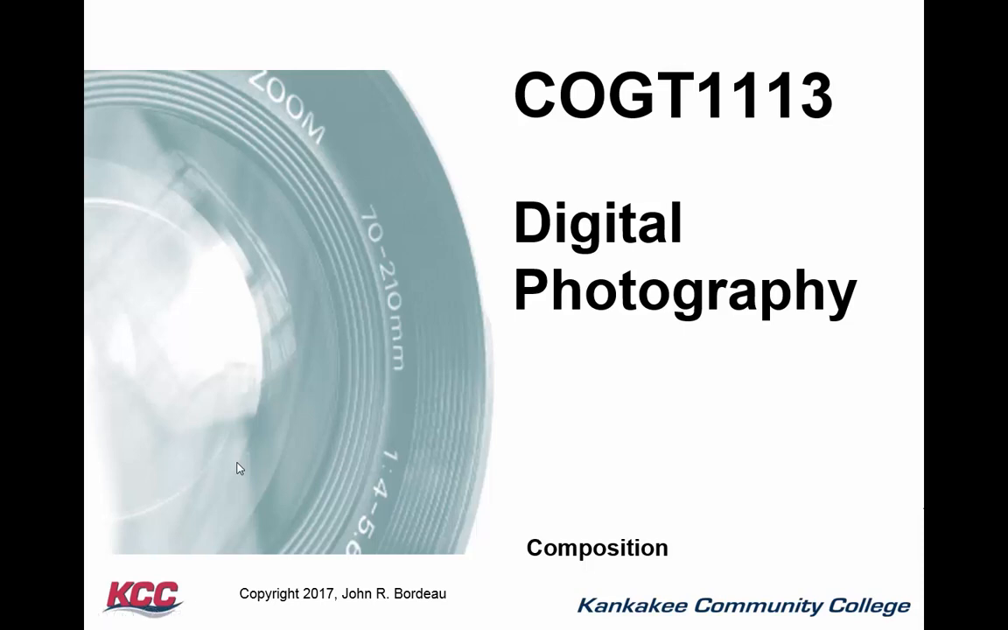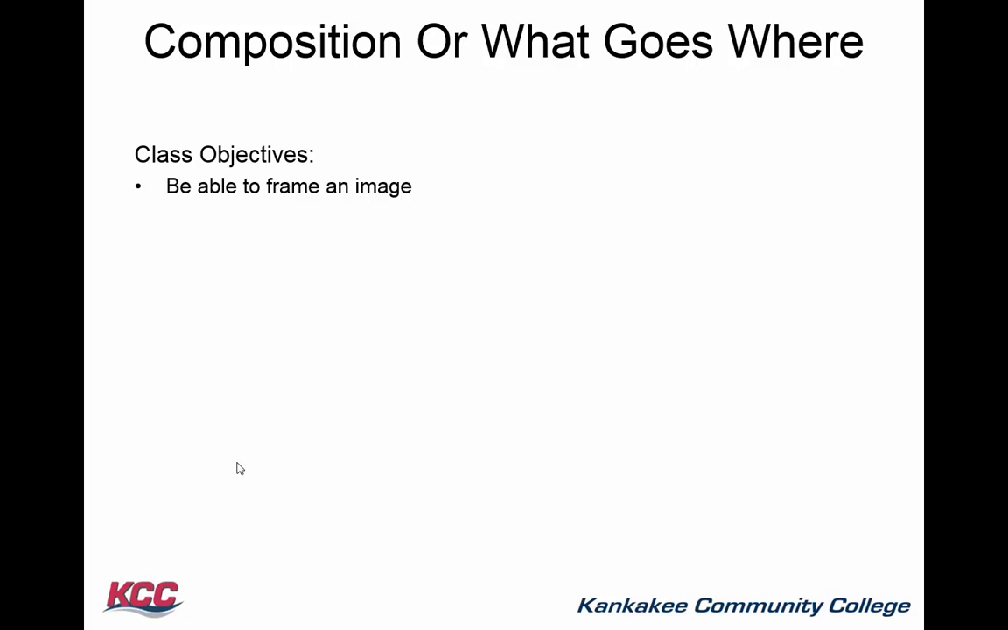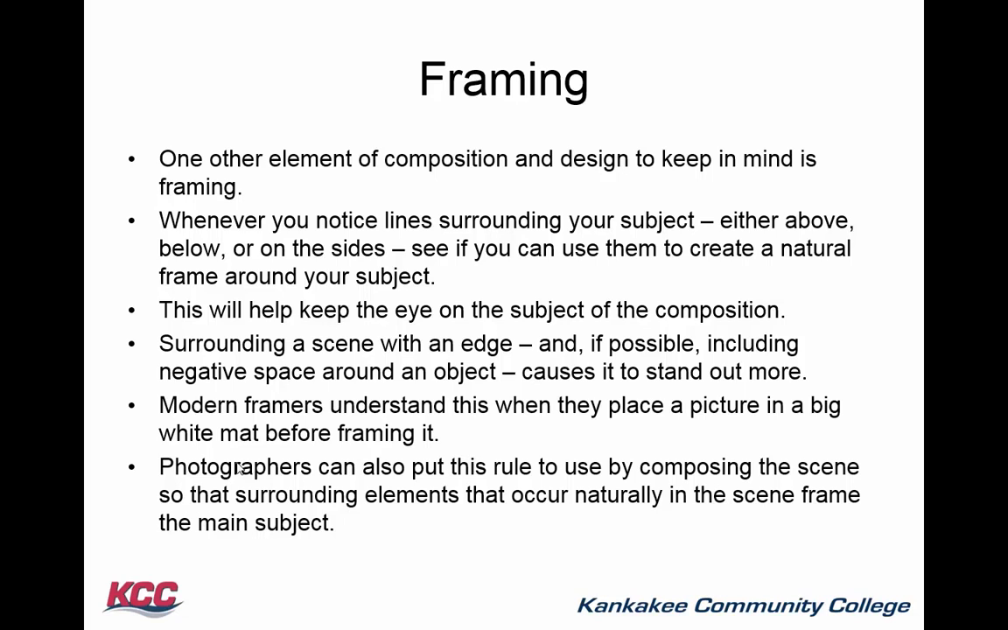Digital photography, composition. Our objective is to be able to frame an image. Now, framing is a composition technique in which we force the eye from the edges to see the particular subject matter stand out. And so we want to use that negative space to force the eye to see things. Now, when we frame a picture, we're putting negative space there so that it separates itself from the wall.